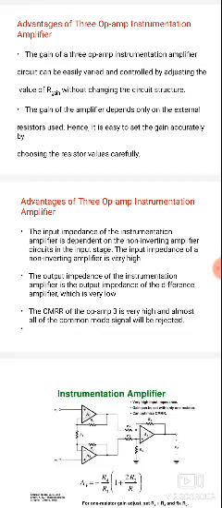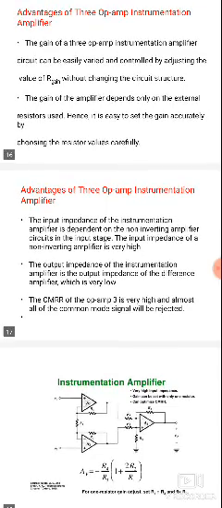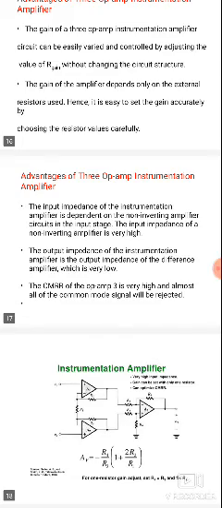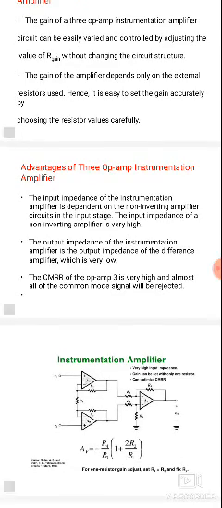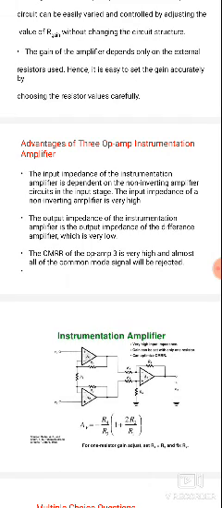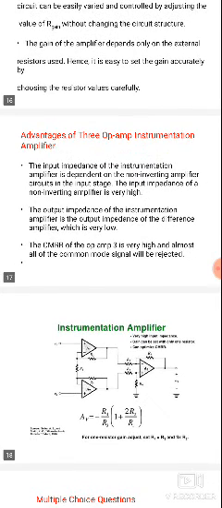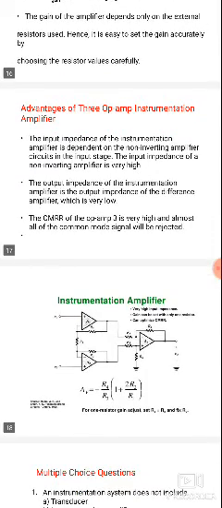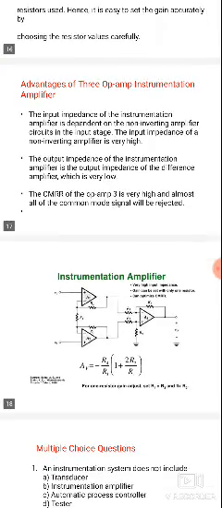So, the advantage of the instrumentation amplifier is that the gain can be easily varied and controlled without changing the circuit structure. It depends only on the gain resistor, that is RG. The gain of the amplifier depends on the external resistors, so it is easy to control the gain accurately by choosing proper resistor values.